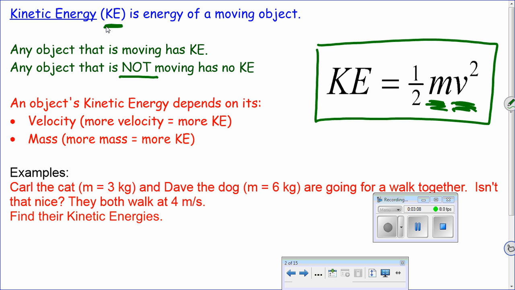These examples are going to be simple. The point of them is a couple things. One, I want to make sure you understand the units. Two, I want to make sure you understand in a little more detail the relationship between the mass, the velocity, and the kinetic energy. So here we go. Let's do our first example.